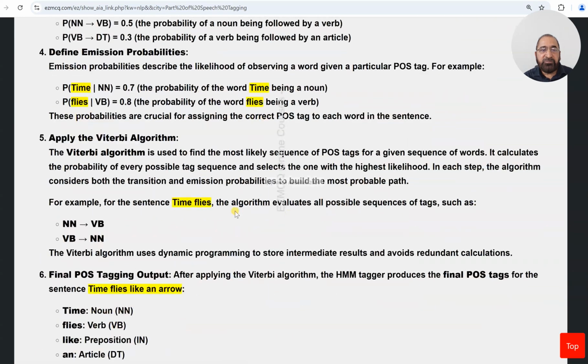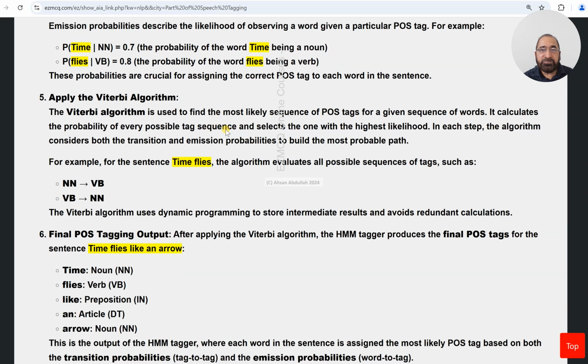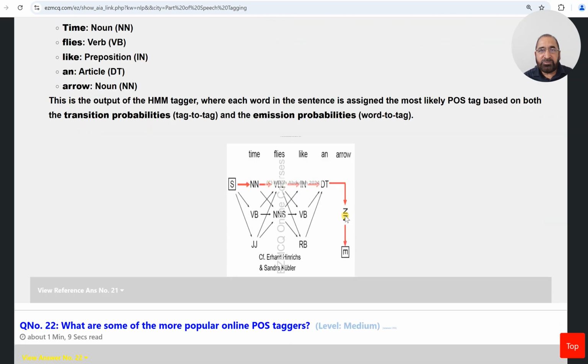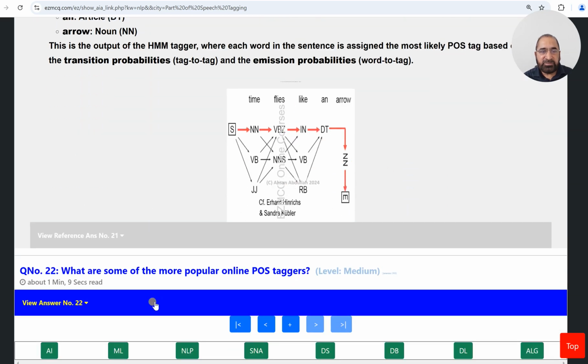Then we apply the Viterbi algorithm. Dr. Viterbi is at the University of Southern California. I also did my two masters from the University of Southern California. Based upon this, the sequence is established, and we have the final part of speech tagging. Time flies like an arrow: noun, verb, preposition, and article. This sequence was established by the Viterbi algorithm. And this is a diagram which shows all of this. I hope you understand this.